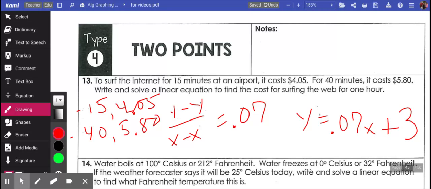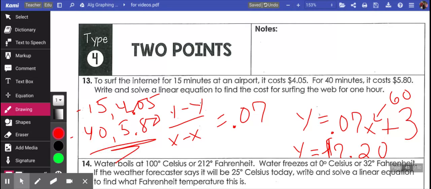Okay, so then to find the cost of surfing the web for 1 hour, you're going to put 60 minutes into that. And again, if you put 1, then you're going to get like $3.07, and that should not make sense to you. So you're going to do 60 minutes, and you're going to get y equals $7.20, which makes sense, because if 40 minutes was this much, that makes sense. Otherwise, you'd be going backwards, and that wouldn't make sense.